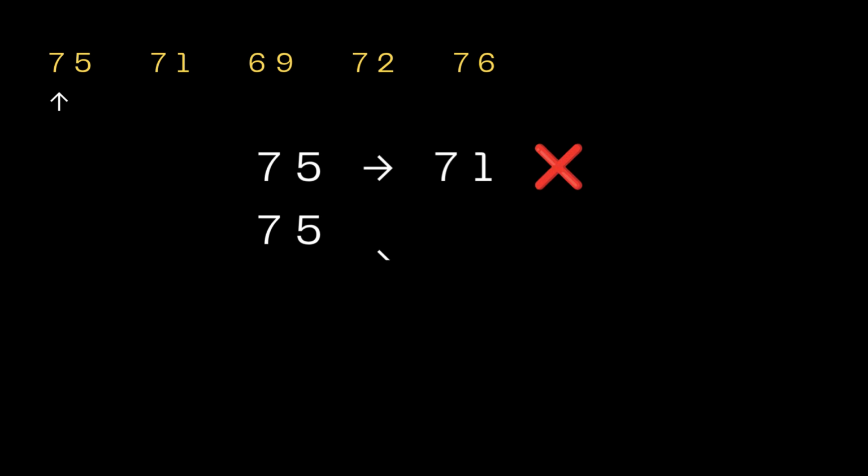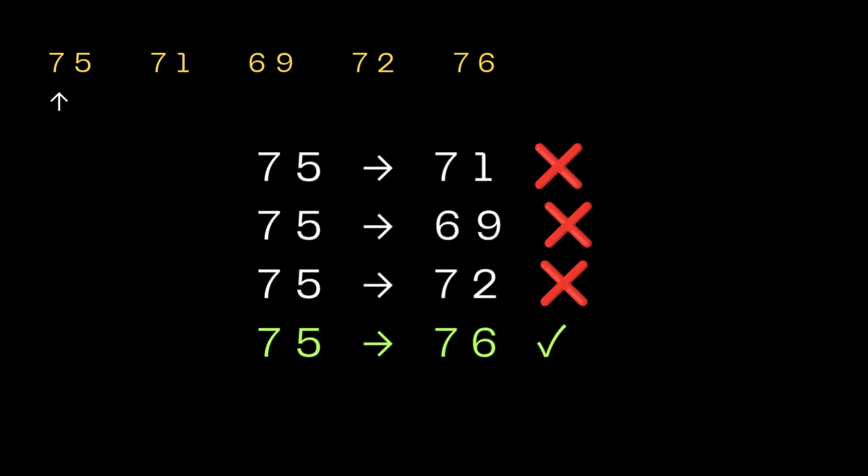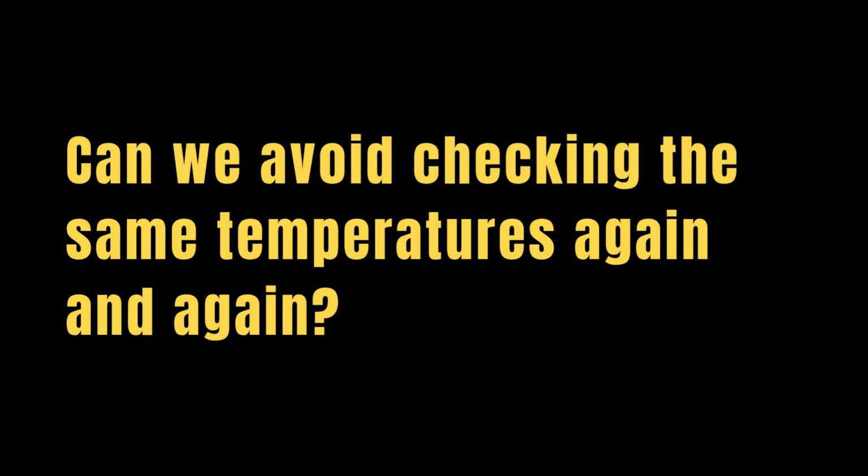The obvious solution is to take every temperature and look at the temperature after it until we find a warmer one. So for 75, we will check 71, then 69, then 72, and finally we find 76. We do the same thing for every single day. In the worst case, we are repeatedly scanning the array, which gives us O of n square time. So the question is, can we avoid checking the same temperatures again and again?